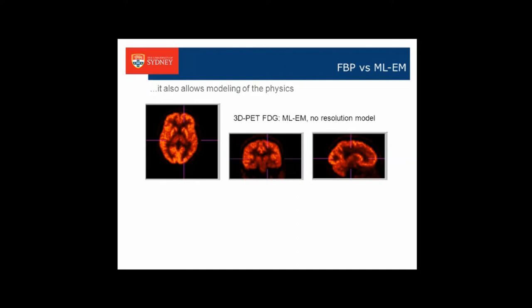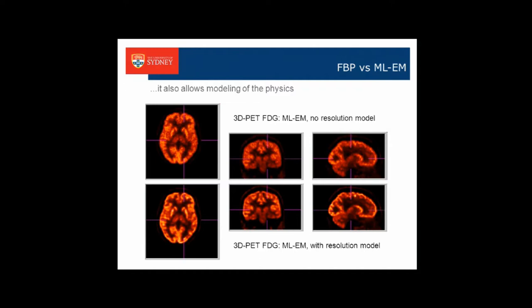So this is an MLEM reconstruction of an FDG PET study of the brain with no resolution modelling on the top row and with resolution modelling on the bottom row. So you can see how you can quite dramatically affect the quality of the reconstruction through modelling the processes of image formation.